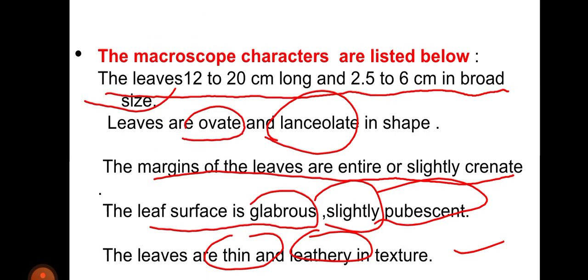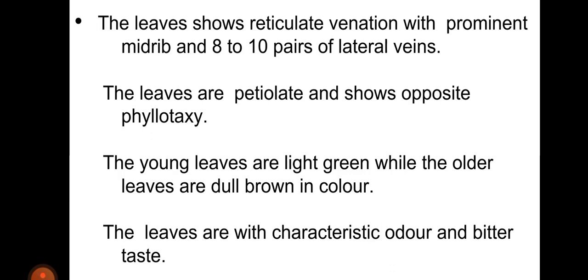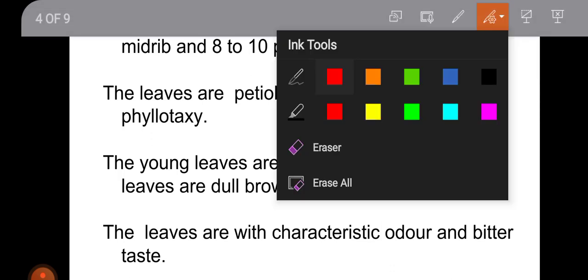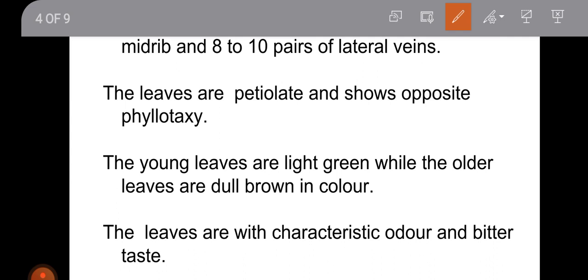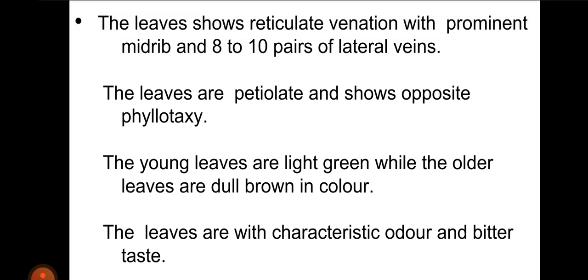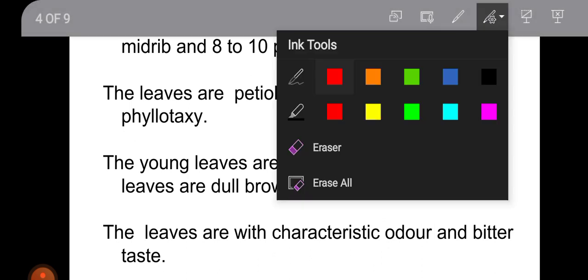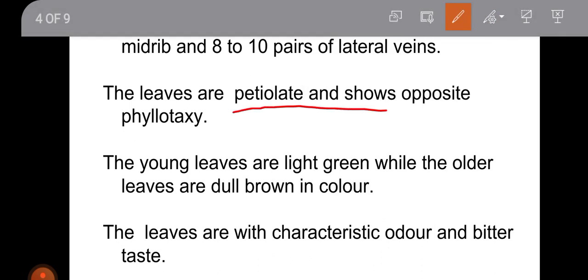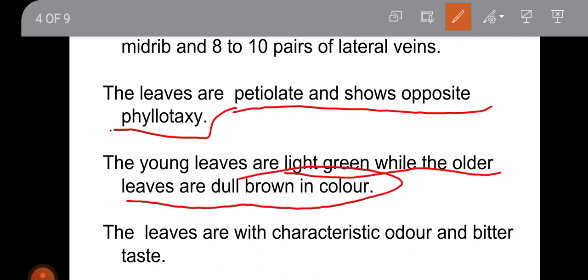The leaves show a reticulate venation with a prominent midrib and 8 to 10 pairs of lateral veins. The leaves are petiolate and show opposite phyllotaxy. The young leaves are light green in color, while the older leaves are dull brown. The leaves have a characteristic odor and are definitely bitter in taste.